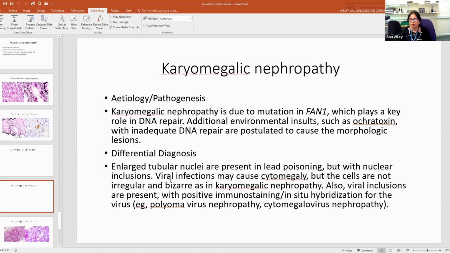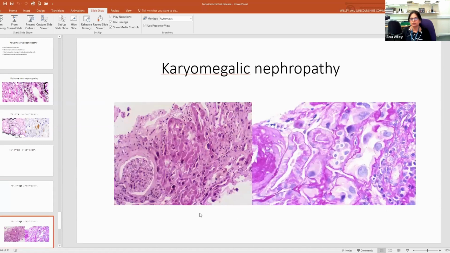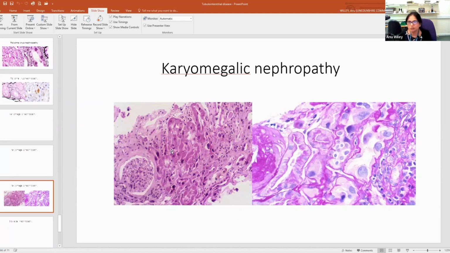For differential diagnosis, think of anything which causes enlargement of the tubular nuclei. Certain poisons can cause it, certain viruses can cause it, and as I've just mentioned, polyomavirus and cytomegalovirus. CMV generally involves predominantly the endothelial cells, but can involve the tubular epithelial cells also. There are two pictures here, and you can see that there is no inflammation, because it's not an infection of any kind. Some of the nuclei just look very large and hyperchromatic, scattered around the tubular epithelial cells.